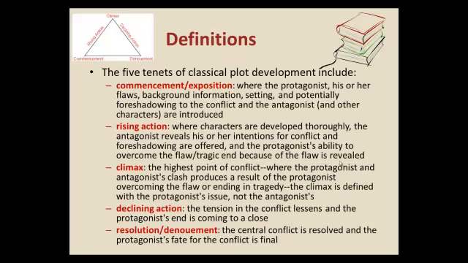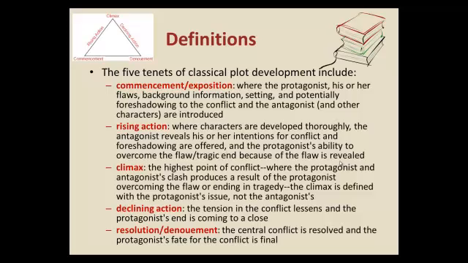Okay, so if we have a definition of the plot development, or plot sequence is what I'll refer to this as as well. All right, so we have 5 tenets. If we look at what is included in the commencement or exposition of the work, this is where the protagonist is revealed, and you get to see his or her flaws, or wants, needs, desires. What is the issue is a question that you could ask in order to figure out what the greatest point of conflict is going to be, or what the protagonist is going to face. So you get a lot of information about the protagonist in this piece.